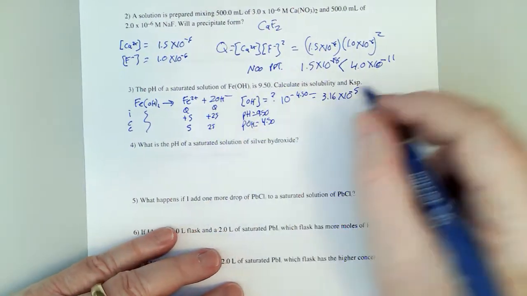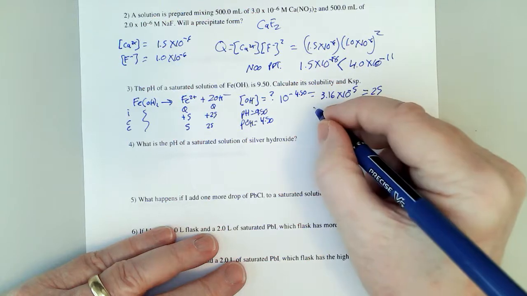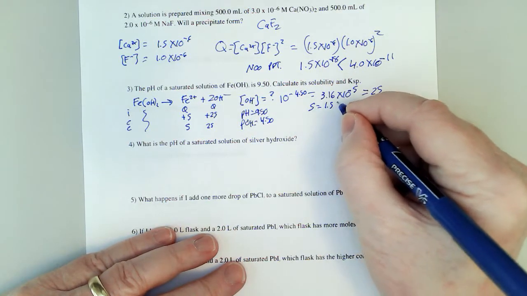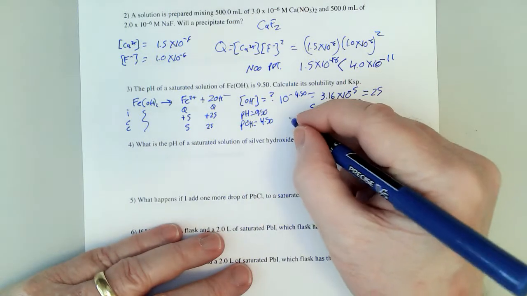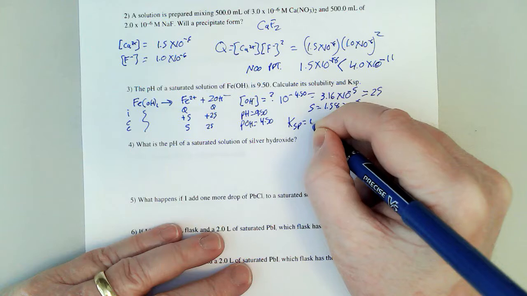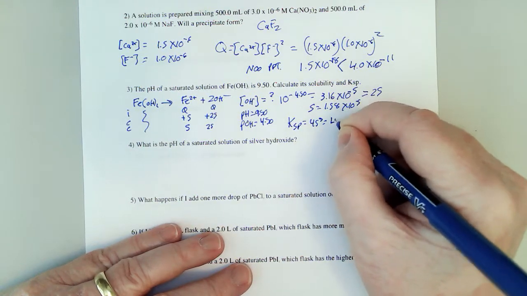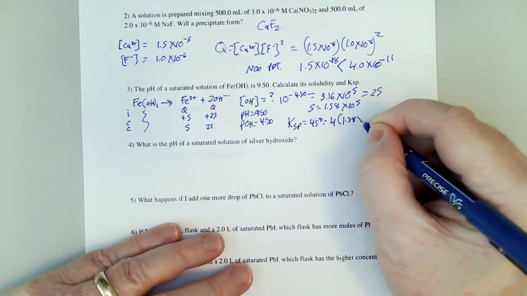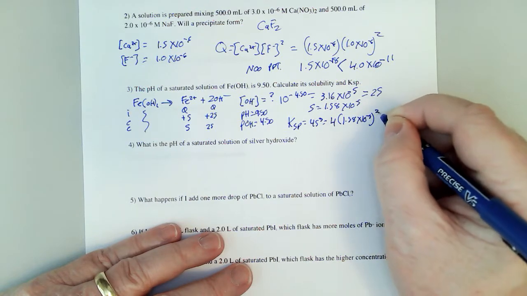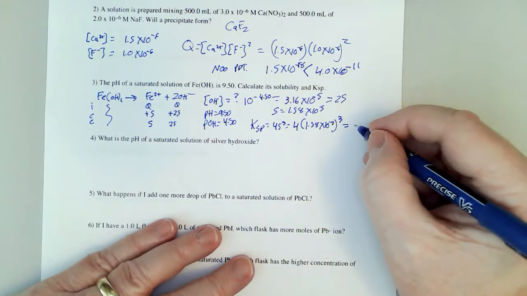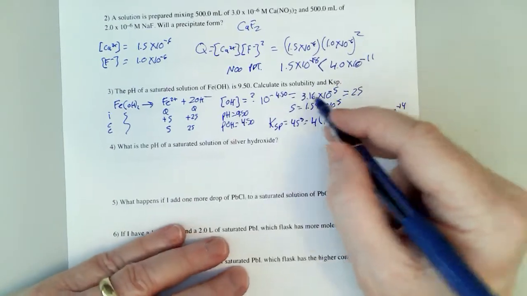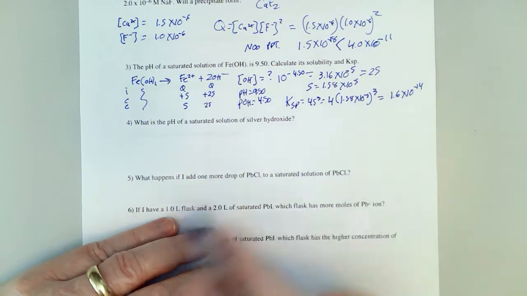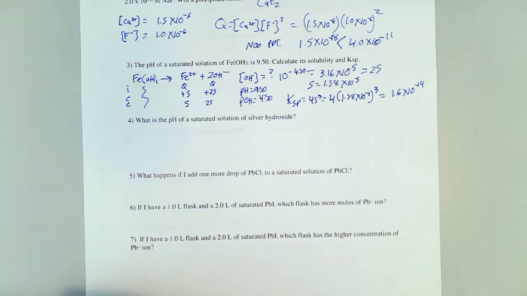So that means that's 2S. So S equals 1.58 times 10 to the negative 5th. The Ksp for this is 4S cubed, which is 4 times 1.58 times 10 to the negative 5th cubed, and that equals 1.6 times 10 to the negative 14th. So both solubility and the value of Ksp. And they happen to match what's in the table up front, so that's always cool.